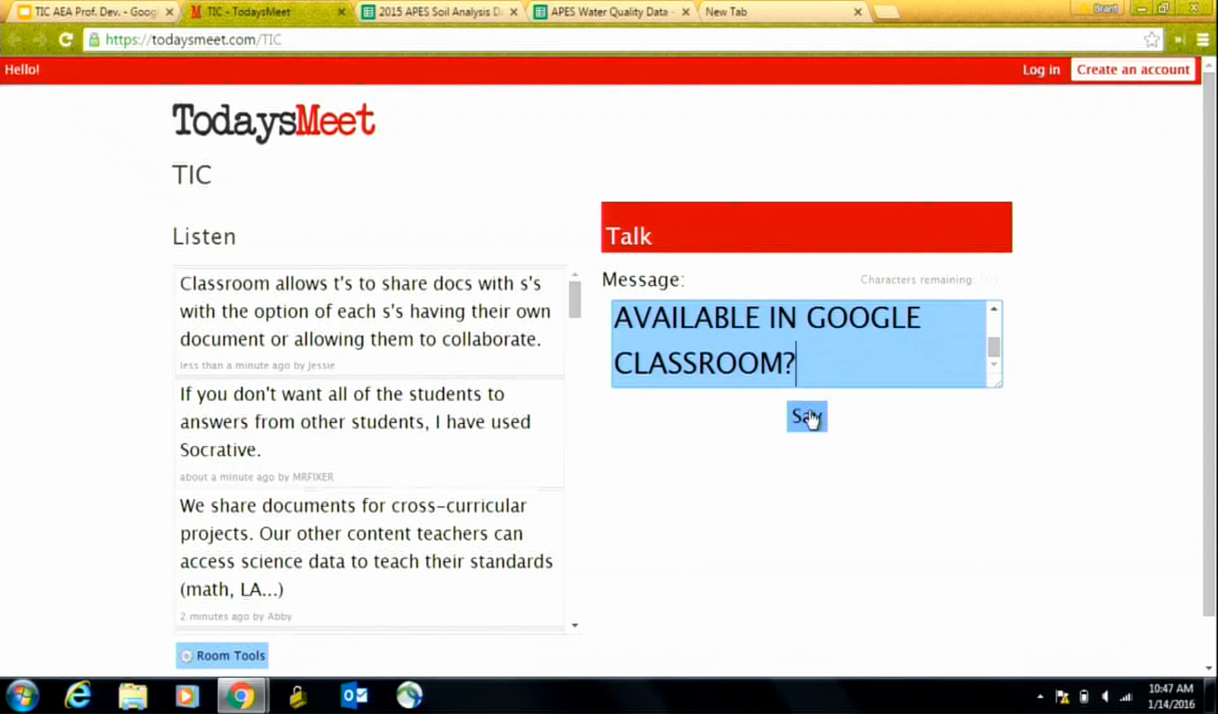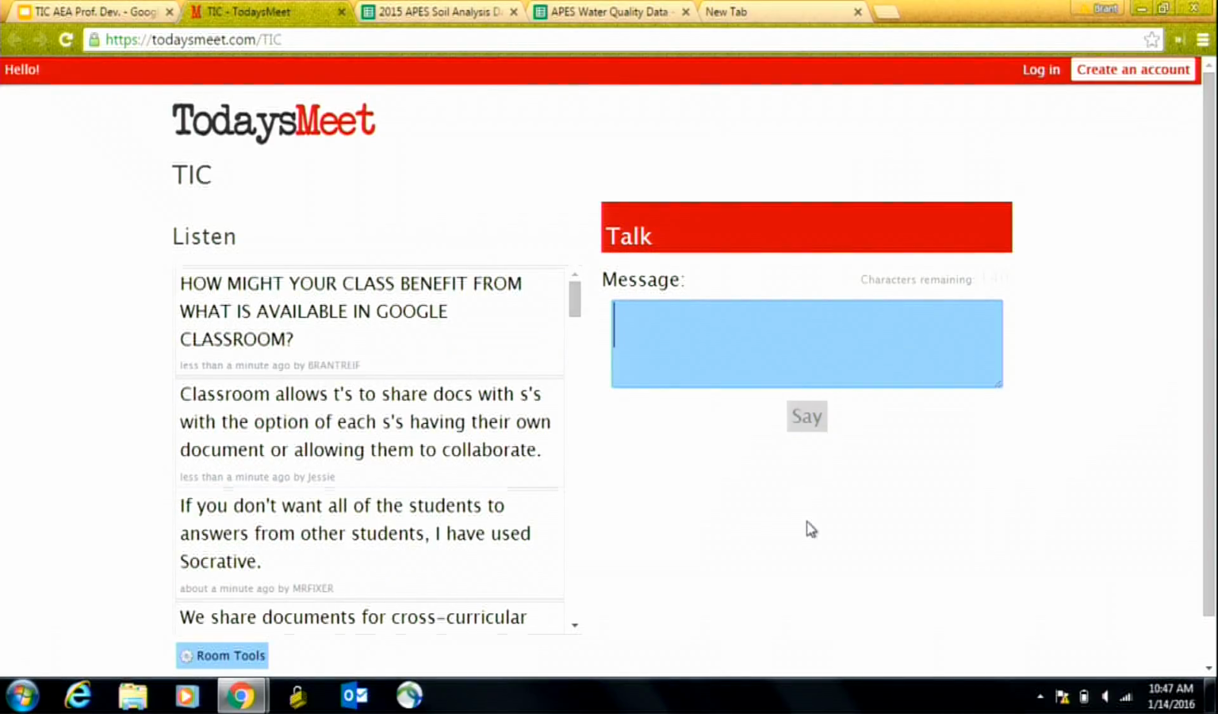Based on my time, I think I do want to do this because I know some of you are using this. So let's go back into today's meet. Those of you that are using this, and those of you that aren't, I'd like your thoughts. How might your class benefit from what is available in Google Classroom? Again, those of you that are using it, I would really like you to post some of your successes with this, what you like about it. For those of you that aren't using this, again, it's just a different learning management system.